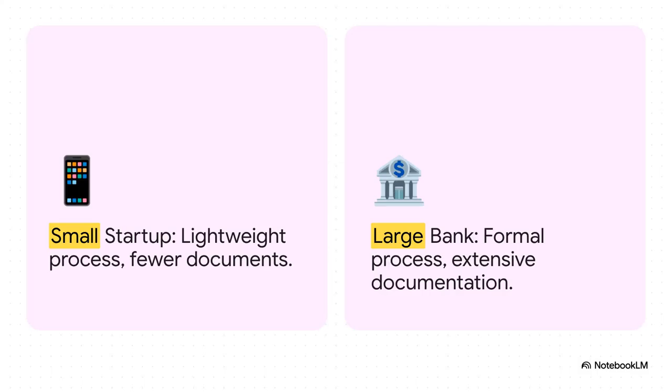And this brilliantly illustrates what adaptation actually looks like in the wild. Let's say you have a small mobile app startup. For them, adaptation means using a super lightweight process with way fewer documents so they can stay fast and nimble. But if you look at a large-scale banking system, they absolutely cannot afford to be lightweight. A single bug there could literally cost millions of dollars. So they adapt by enforcing a highly formal process with tons of rigorous documentation. The five-step framework is the same for both, but the way they adapt it is completely different.